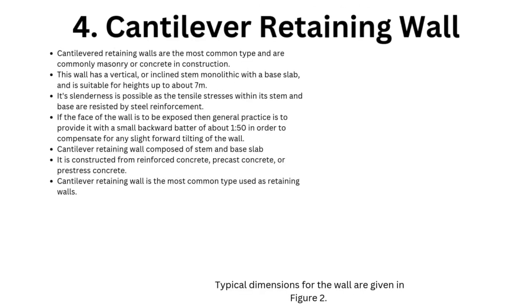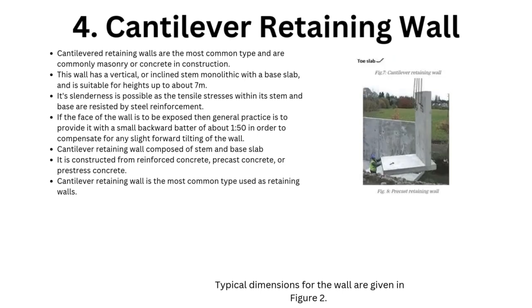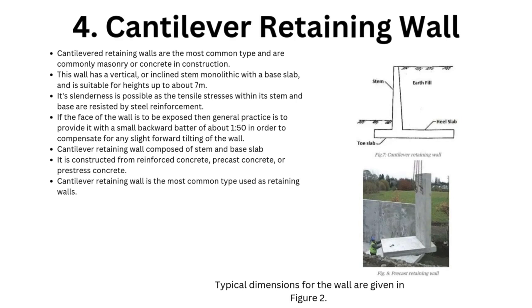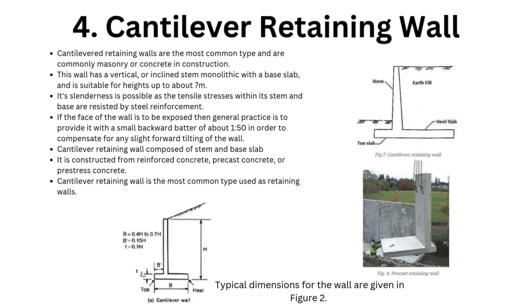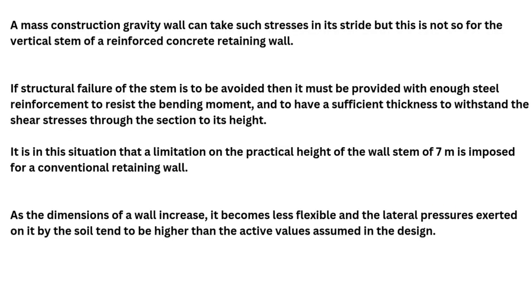4. Cantilever retaining wall. Cantilevered retaining walls are the most common type and are commonly masonry or concrete in construction. This wall has a vertical, or inclined stem monolithic with a base slab, and is suitable for heights up to about 7 m. Its slenderness is possible as the tensile stresses within its stem and base are resisted by steel reinforcement. If the face of the wall is to be exposed, then general practice is to provide it with a small backward batter of about 1 in 50 in order to compensate for any slight forward tilting of the wall. Typical dimensions for the wall are given in Figure 2.